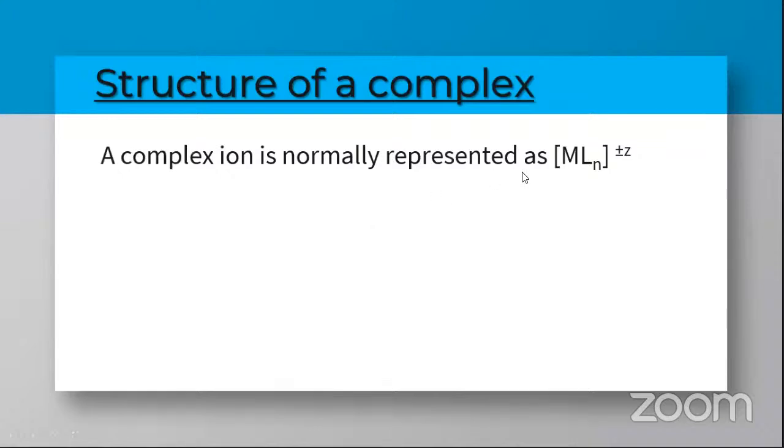So let's first look at how the complex is represented. This is something that we looked at before. I've been explaining this for a long time. Where I said the M is the central atom. And then the L is the ligand, then N, the number of ligands, then Z, which has a plus or minus, that is the net charge. In other words, the net charge can either be positive or negative. So I hope now that is not something new.